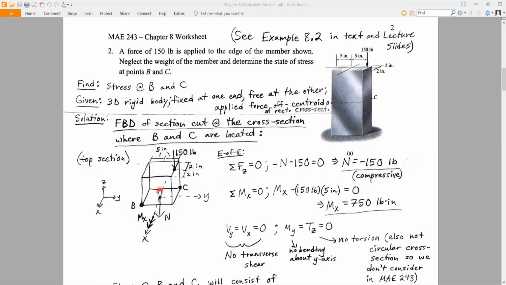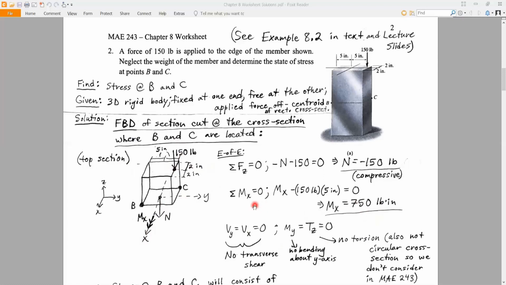It's compressive. Sum our moments about the X direction. We get that a moment where your thumb is pointing in the positive X direction is going to be 150 times this moment arm away from the X axis. So this is a Z force times a Y distance, the way I drew the axes. So your moment is 750 pound-inches.